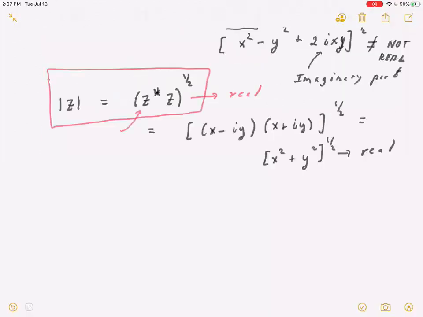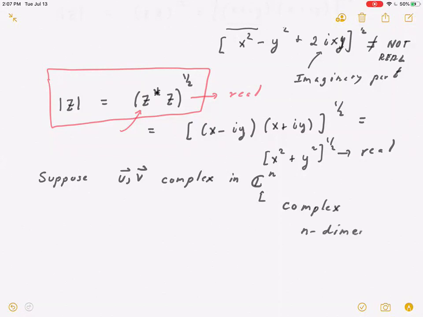So what about the inner product? Suppose you have two vectors, u and v, and they are complex, not in a real n-dimensional space, but in a complex n-dimensional space, where capital C stands for complex.